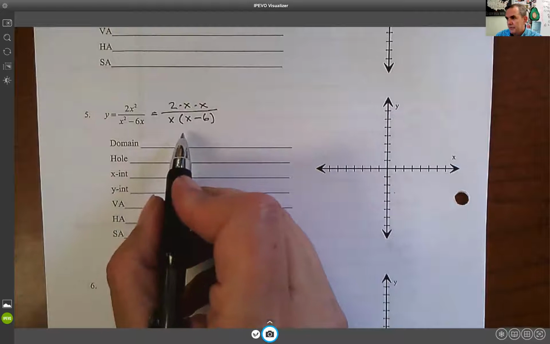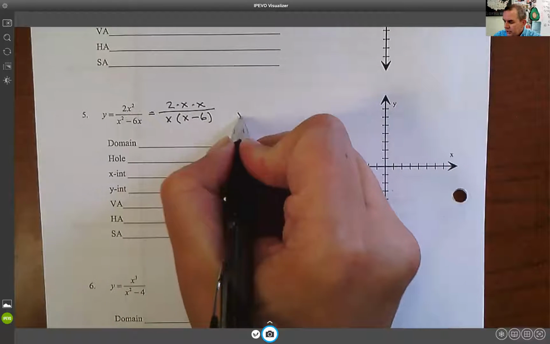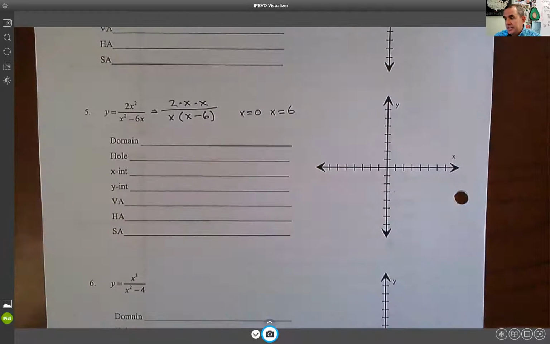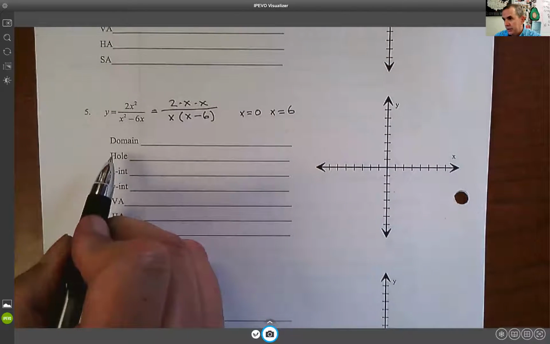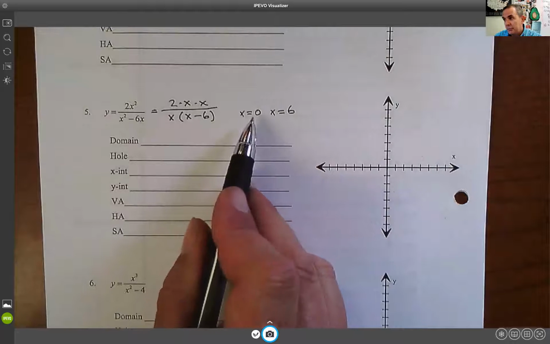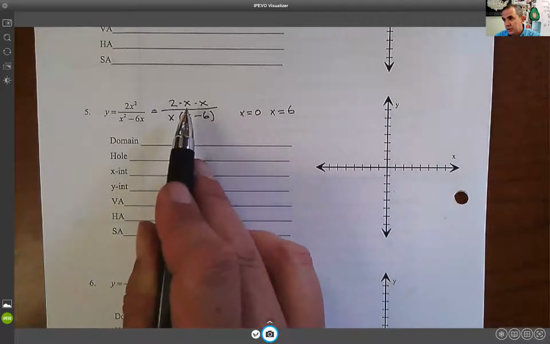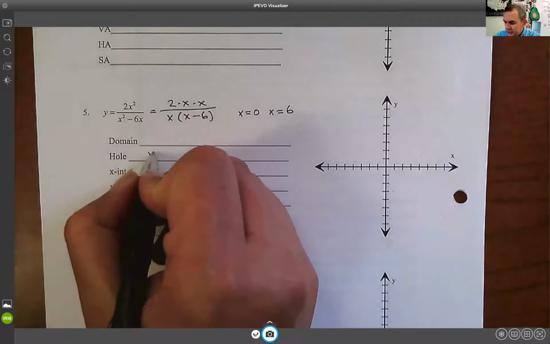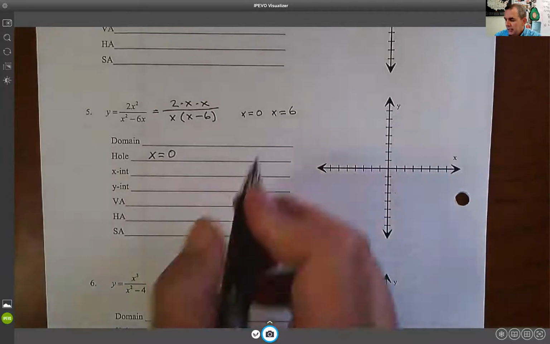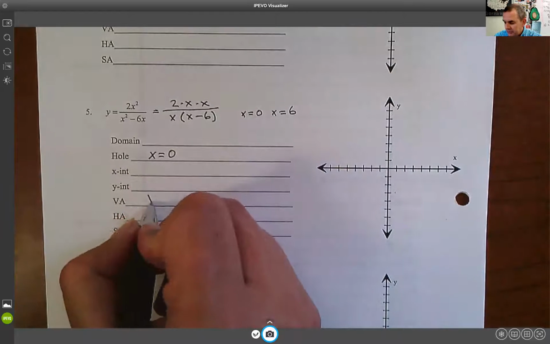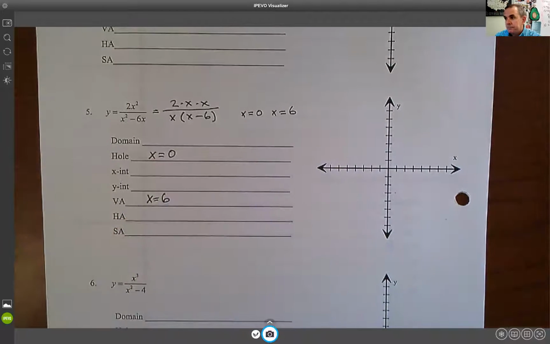We worry about the denominator first. So in the denominator, x equals 0 and x equals 6 make the denominator 0. So there's going to be my holes or my vertical asymptotes. I check and see what happens when I plug them into the numerator. When I put 0 into the numerator, that makes the numerator 0. So that tells me x equals 0 is a hole. When I plug x equals 6 into the numerator, it is not 0. So that means x equals 6 is a vertical asymptote.